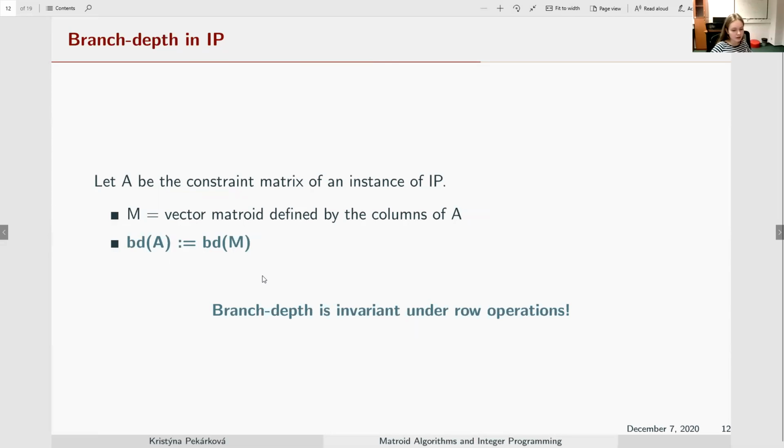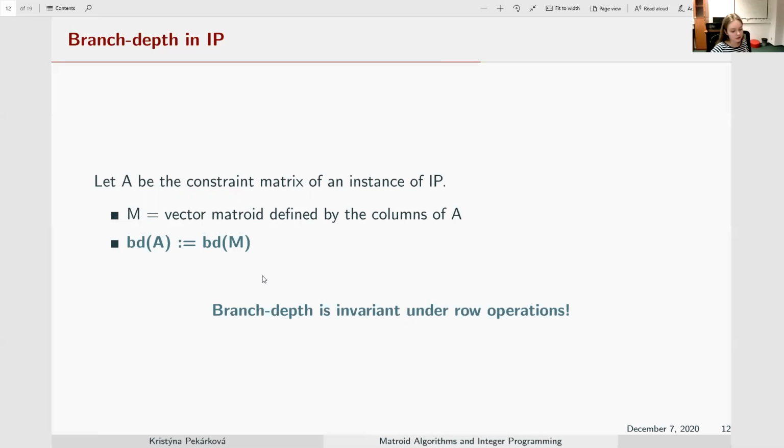And the question here is: is this notion actually helpful? Does it satisfy the condition we want? Is it invariant under row operations? And the answer is yes, because it's quite simple to see: if you have a matrix and you perform some operations that preserve row equivalence, then you don't change the space, and the vector matroid defined on this matrix doesn't change.